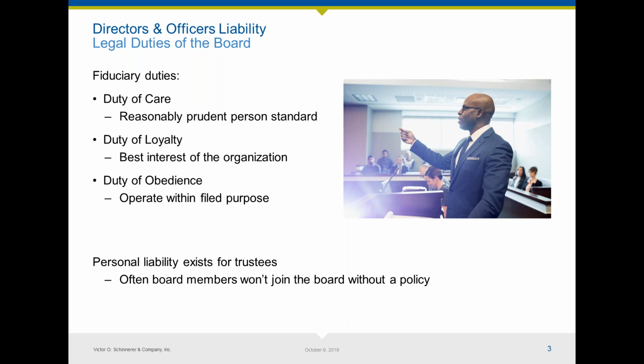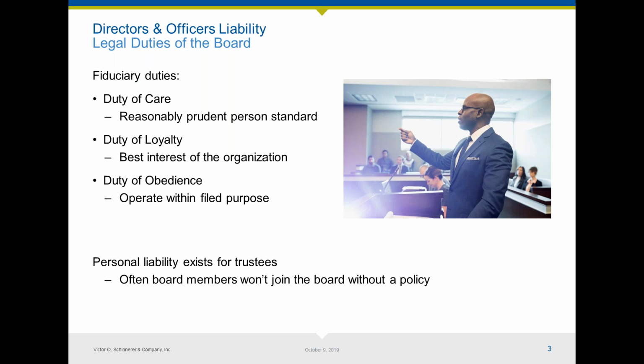Anyone who has responsibility for someone else's assets and is responsible for making sure those assets are safeguarded or prosper has a fiduciary responsibility. And so the fiduciary duties of any board of directors fall into three major categories: their duty of care, their duty of loyalty, and their duty of obedience. So as you're looking at the duty of care, the reasonably prudent person standard is what has developed in case law over time.